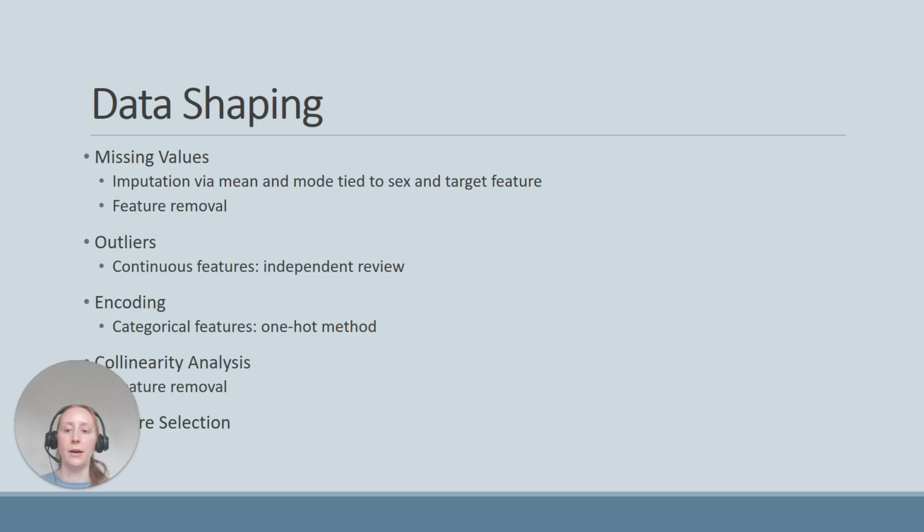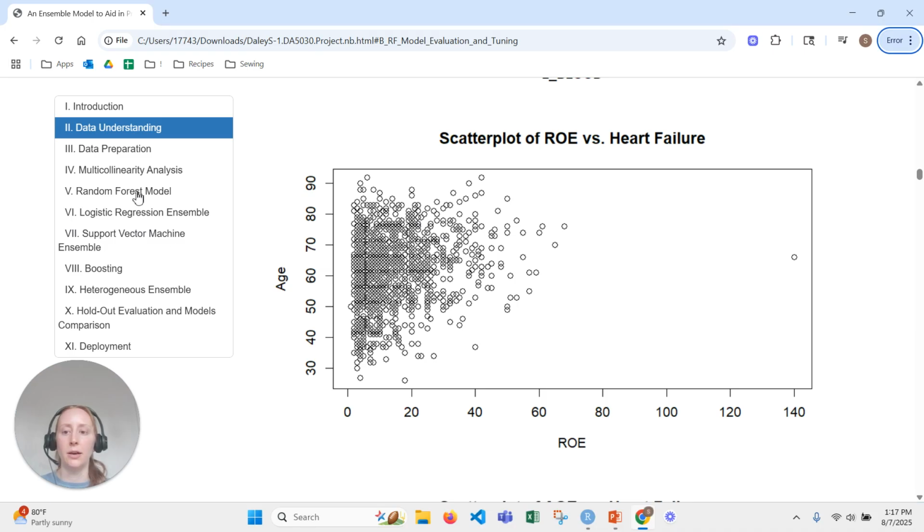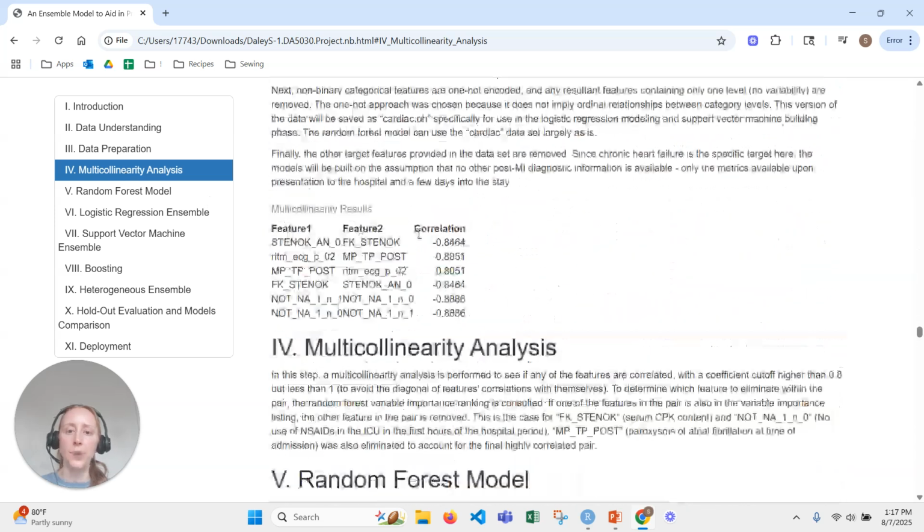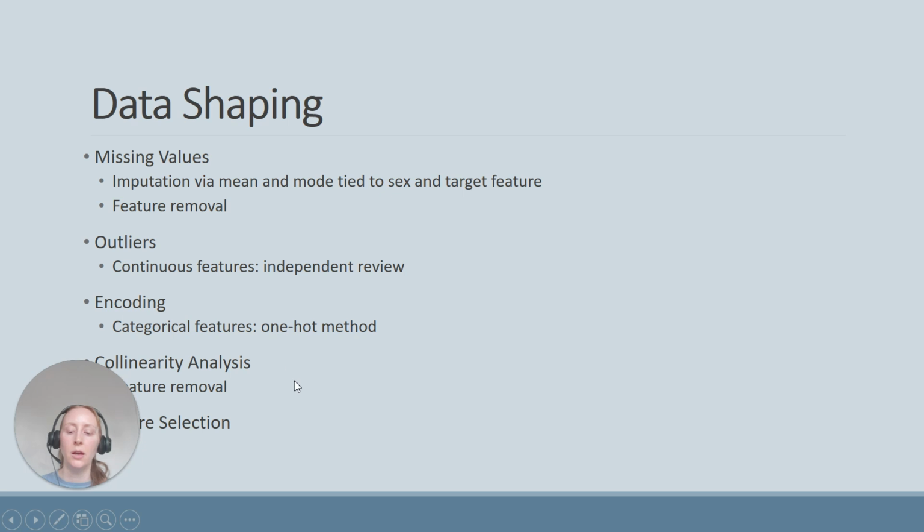So for encoding, I encoded the categorical features using the one-hot method just because the levels within those features are not ordinally related, so that would preserve that. I performed a collinearity analysis to help in feature removal. This is of course more relevant to the continuous features, but I did also perform it on the one-hot encoded features, and we can see a result of that. There were some correlations that I removed on that basis.